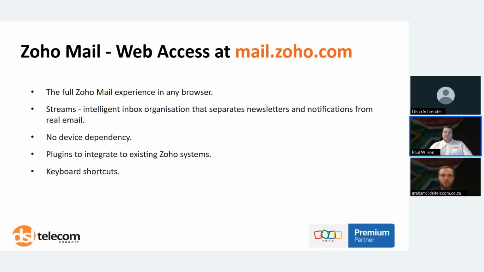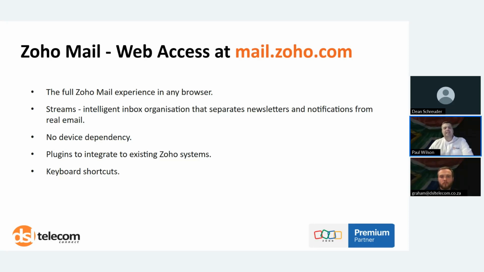We've got Streams, which I mentioned earlier when we were talking about Trident. Streams is also available on the web access platform, and Streams is an intelligent inbox that can also separate your newsletters and notifications from your real email. So it uses AI features to understand which emails are notifications, which ones are marketing, and it'll be able to separate these into mailboxes for you to easily go and check when need be, but also to remove clutter from your main inbox. And there's also no device dependency. So you're not worried about what device you're on. As long as you've got internet and you've got a browser, it's very easy to use.